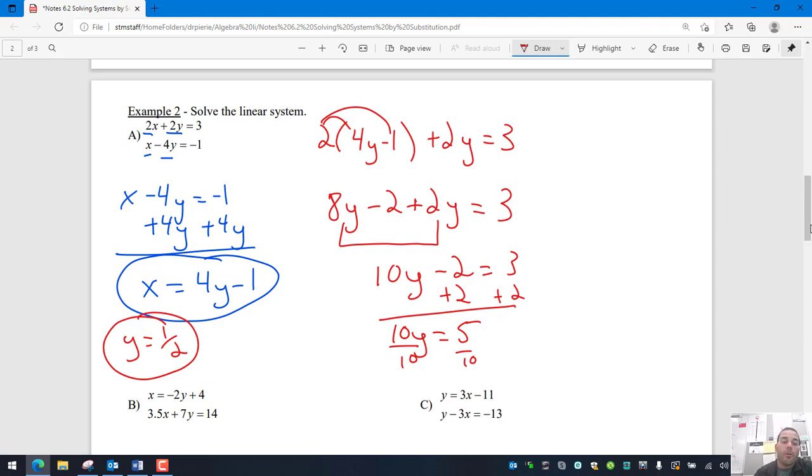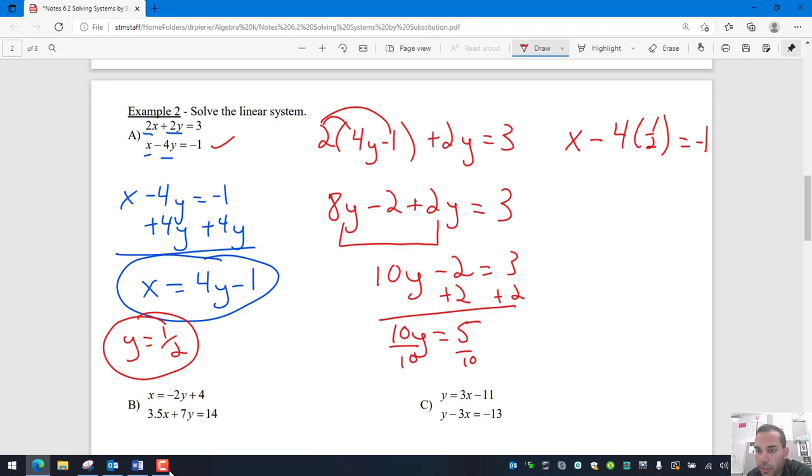Okay. So I know that y is the exact same thing as 1/2, and now I have to solve for x. So I go back to one of my original equations, and wherever I see a y, I'm going to plug in a 1/2. So I'll just pick the second one because I think it's a little bit easier. To solve for x, I'll have x minus 4 times 1/2, plug in 1/2 for y, is equal to -1, and then solve for x.